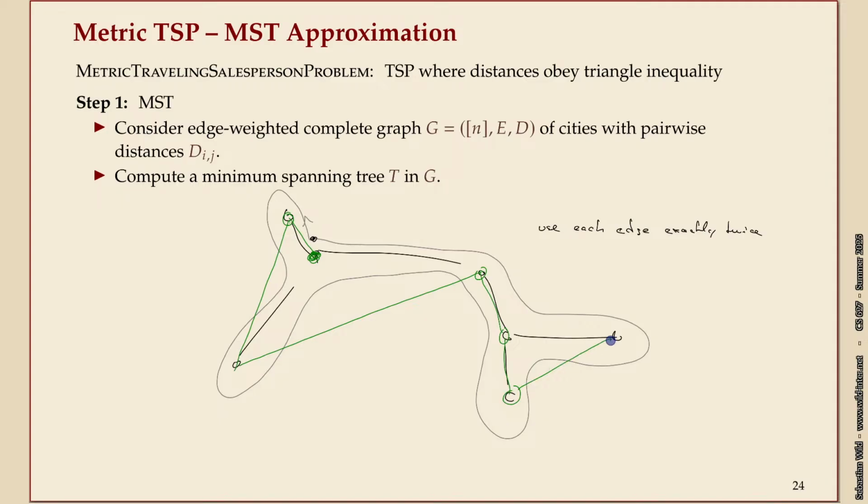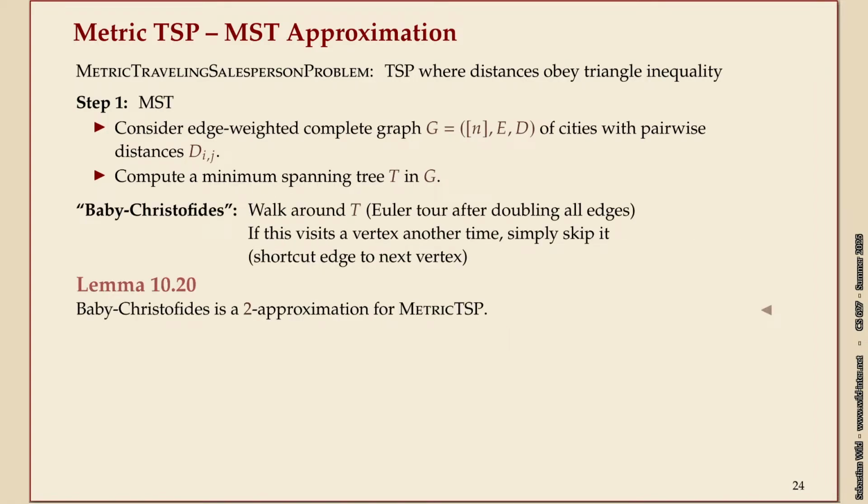Now here you would shortcut. Here you would backtrack, backtrack, backtrack, so you're going to shortcut all the way back. That's the actual tour that you output. That's a valid TSP tour. And the trick is it's not going to be longer than the gray tour walking all around outside the tree, but it's only visiting every vertex once. And so I termed this the baby Christofides, because it's not the full algorithm, but you could do this.